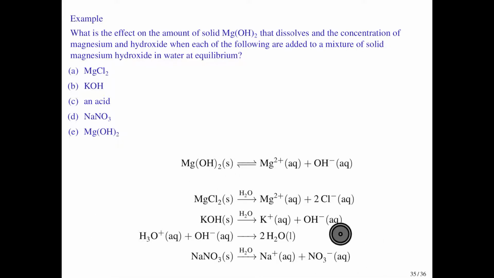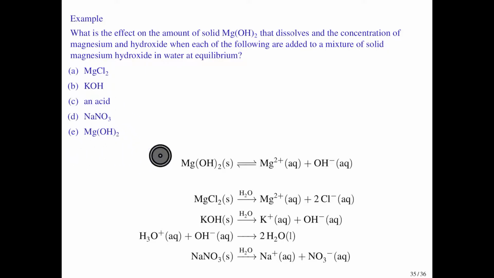Lastly, what would happen if you added solid sodium nitrate? Well, if you added solid sodium nitrate, you'll be forming sodium ions and nitrate ions. However, neither of these species are in common with those. They do not undergo reactions with either of these species, and so therefore there will be no effect on the equilibrium if you add solid sodium nitrate.